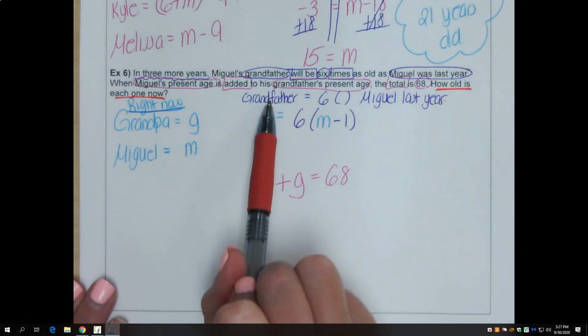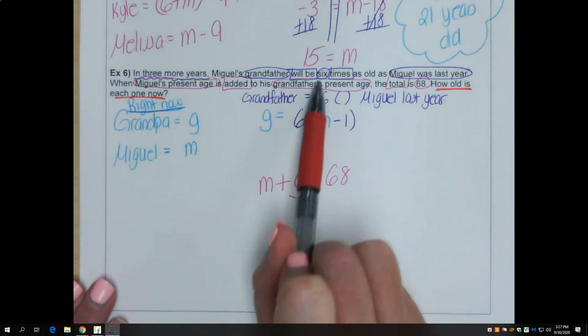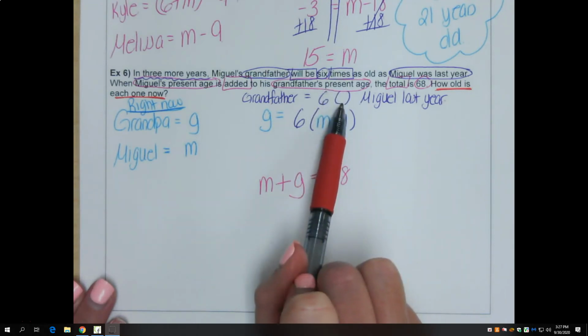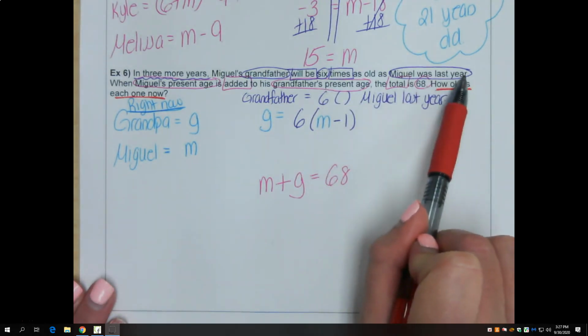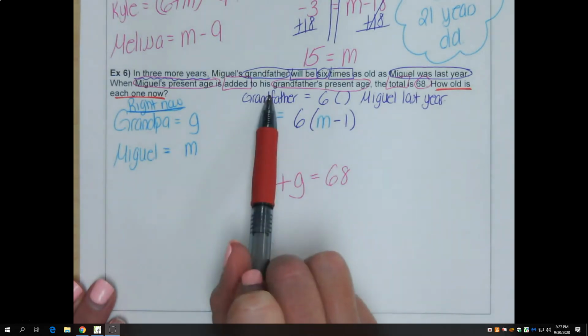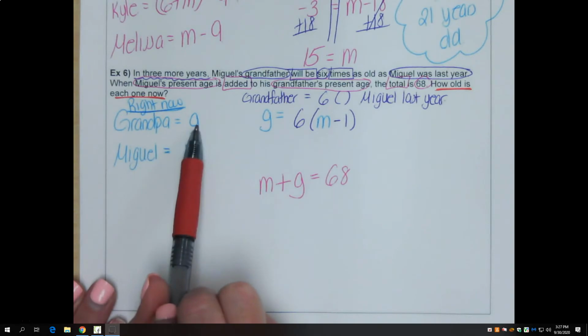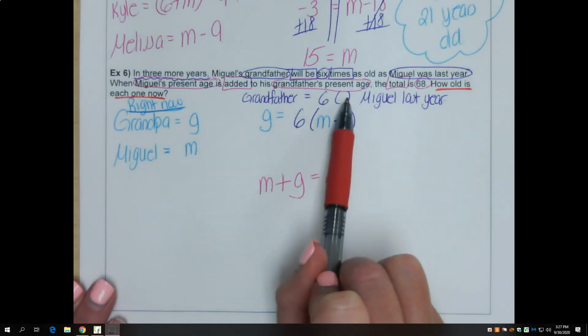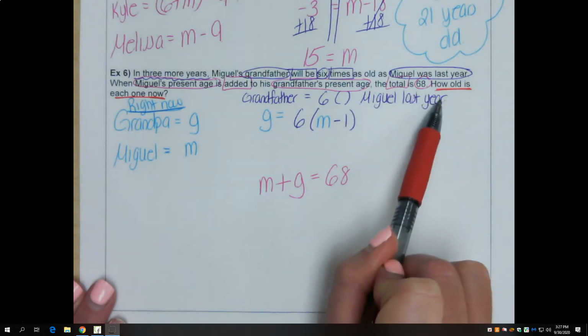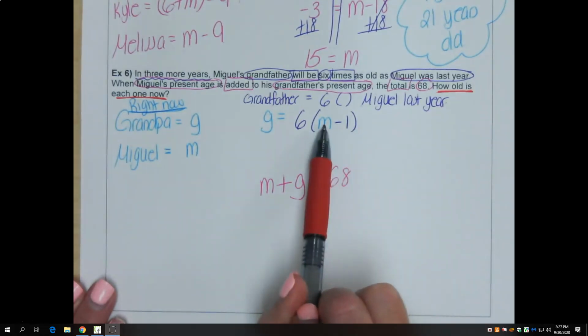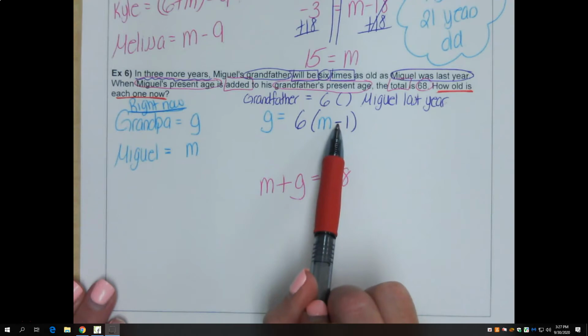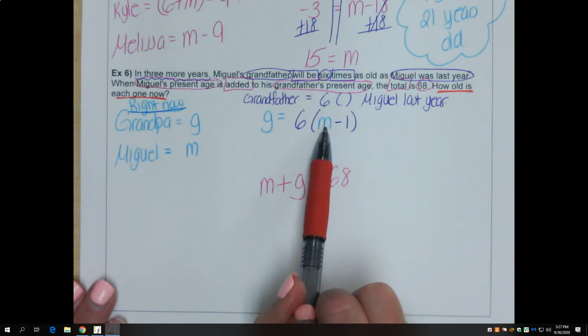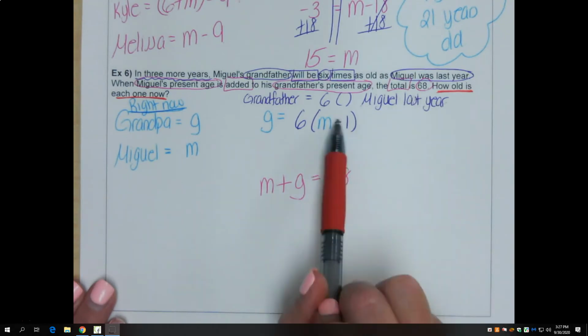So the grandfather will equal 6 times as old as Miguel was last year. So the grandfather is G, that's the variable I chose, equals 6 times Miguel last year. Well, Miguel last year, that's in the past. Just like on number 5, that would be subtraction. So I'm going to take Miguel, which is M, and subtract 1 from his current age, and that would be how old he was last year, M minus 1.